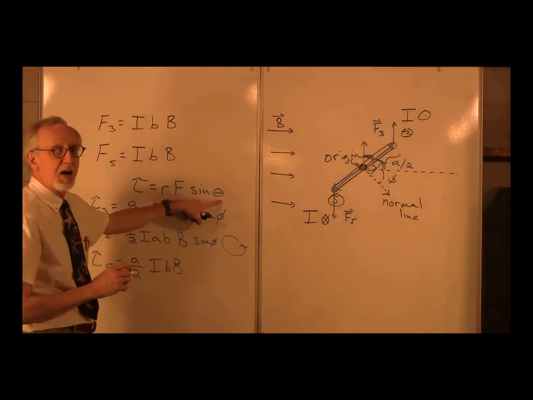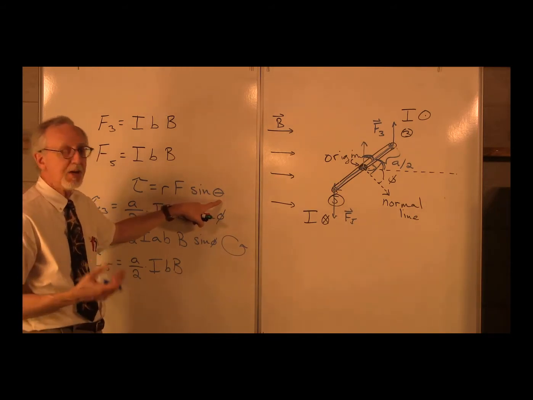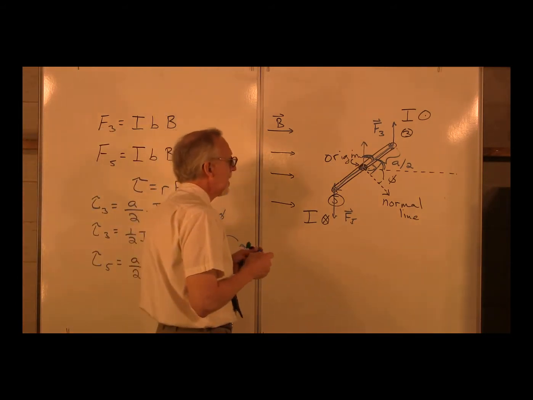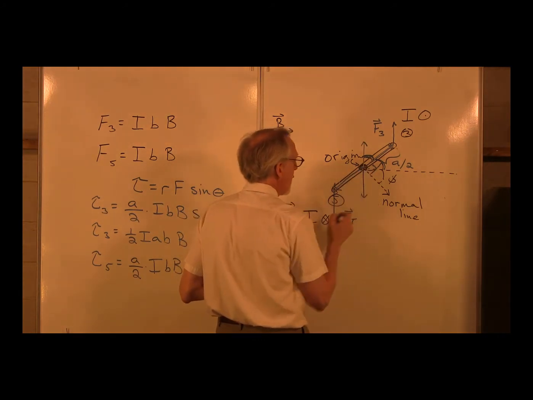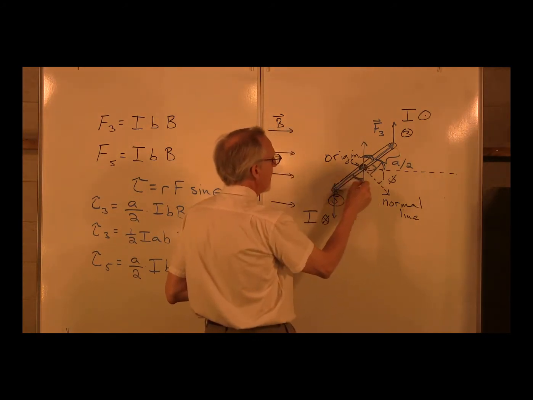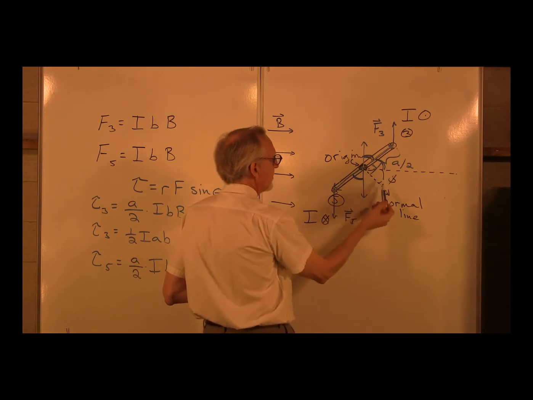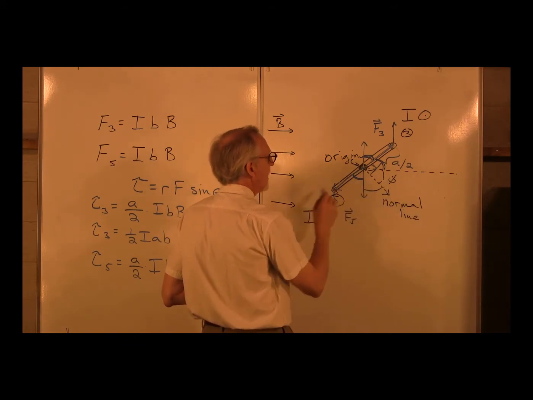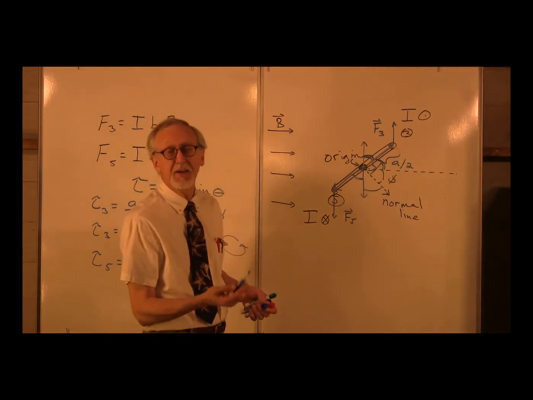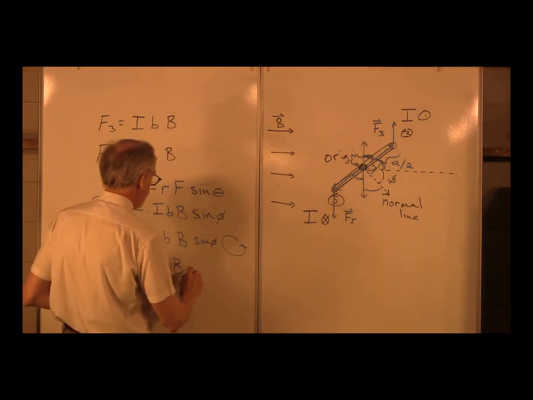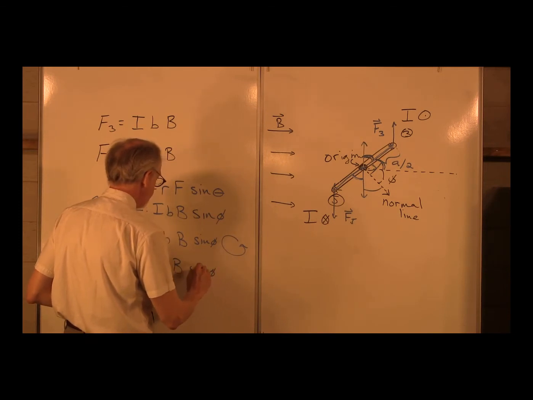Times sine of theta, where theta is the angle between r and F, bringing F again up here to the origin. There's F. We want that angle there. Well, again, we can see if that's phi, that angle is 90 minus phi. That angle would be 90 minus (90 minus phi), which again is phi. So we have sine phi.